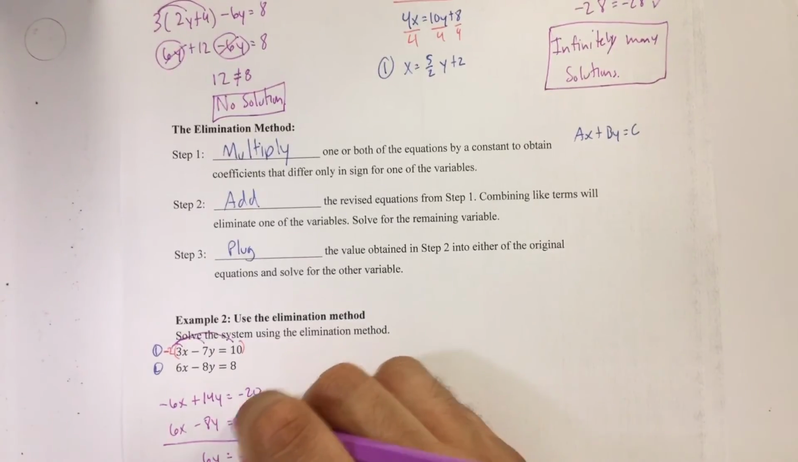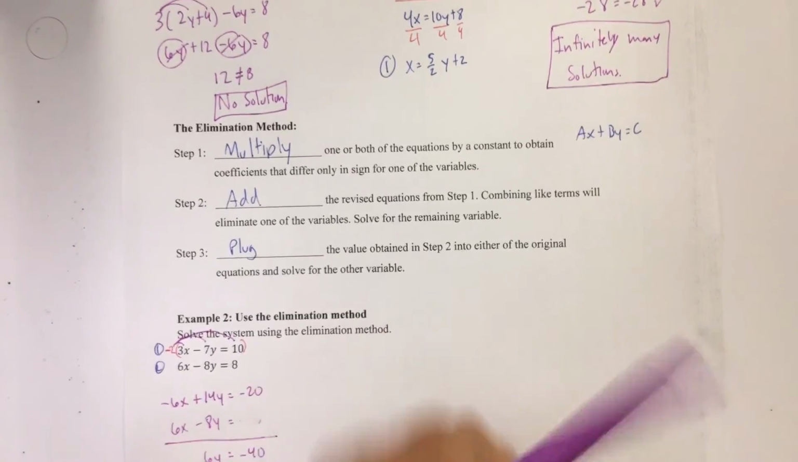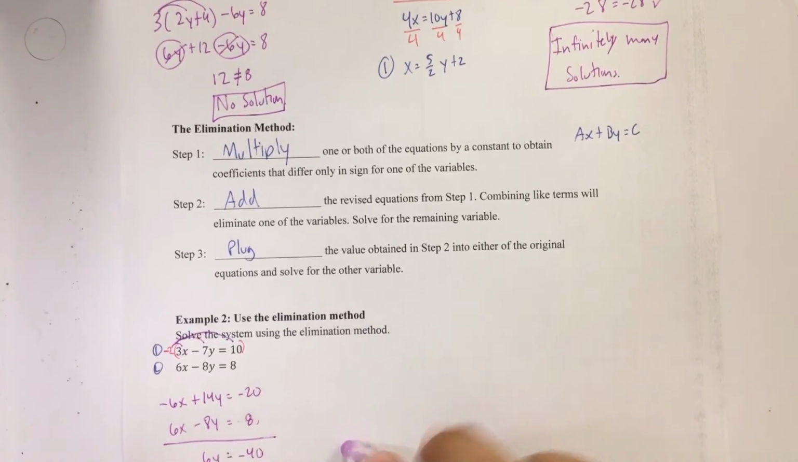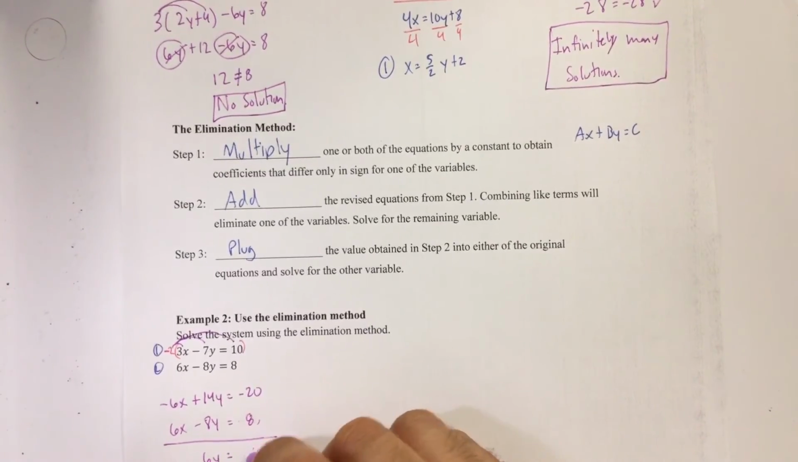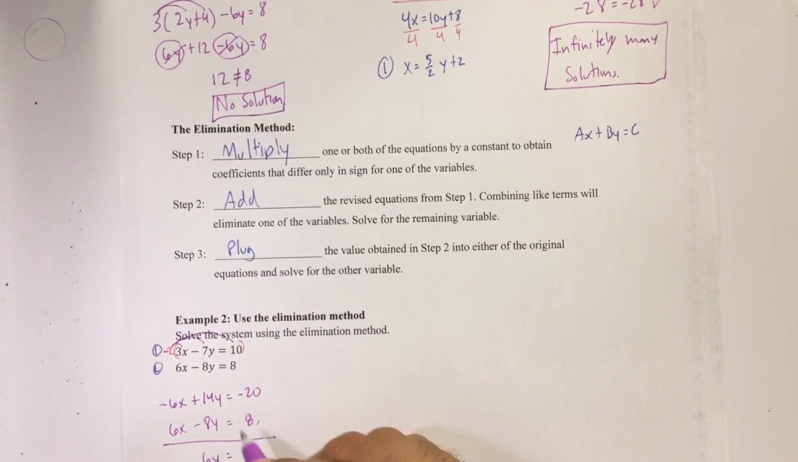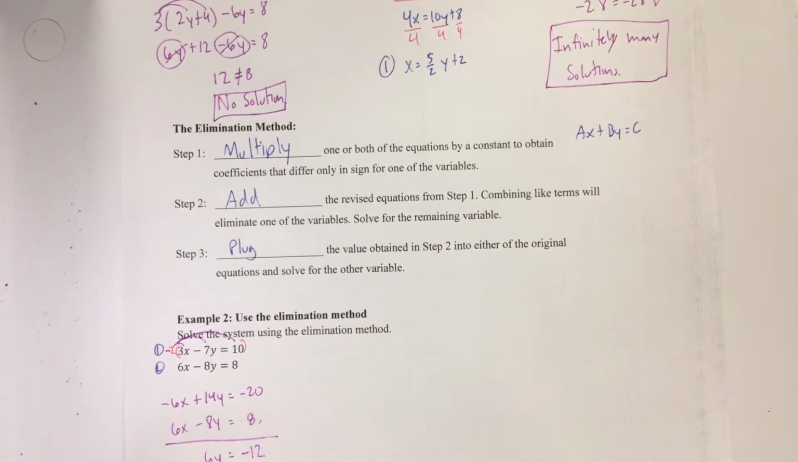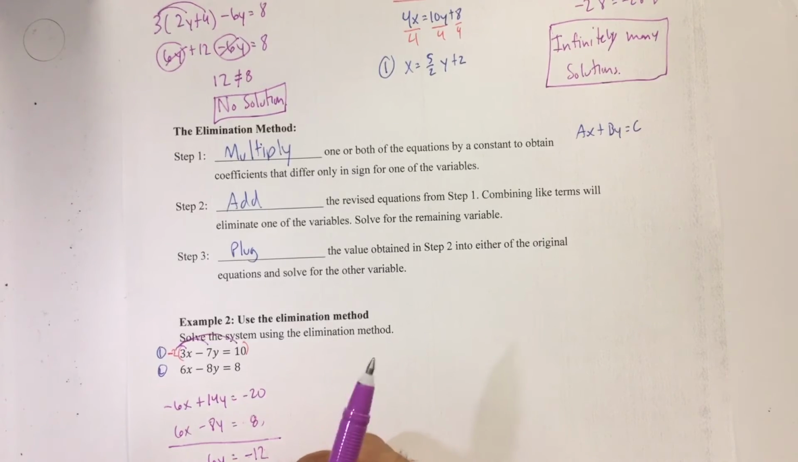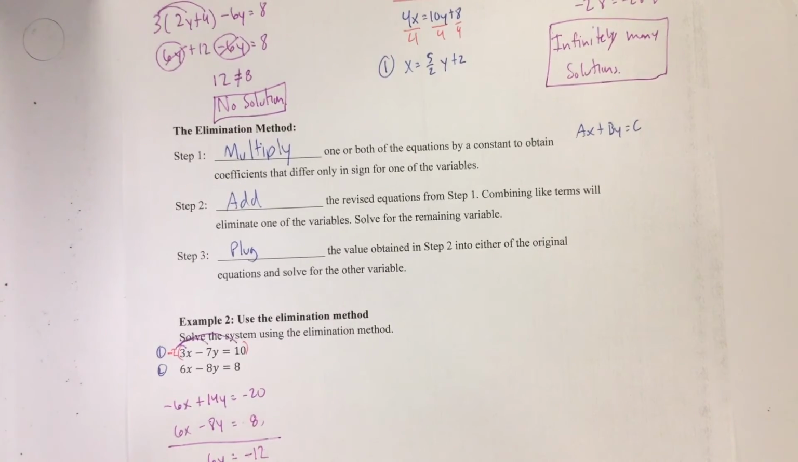Sorry, this was an 8. So let's try that again. Negative 20 plus 8 is going to be negative 12. And then to solve for y, we're going to divide both sides by 6, and y equals negative 2.